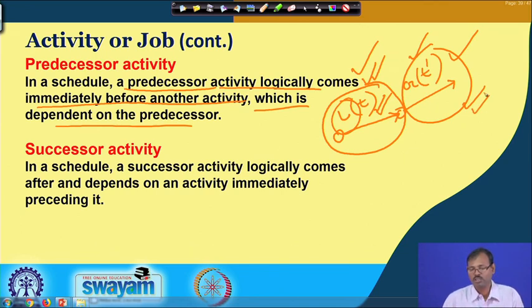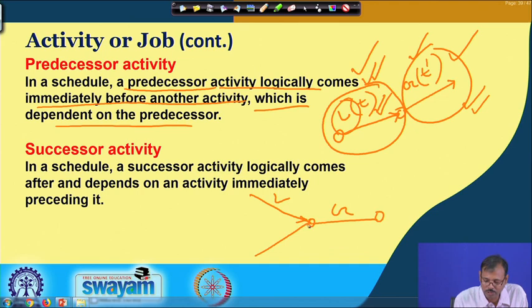It may be possible there is more than one predecessor activity. If you are considering the grooving of the pencil, you will find out the lead must be manufactured beforehand.